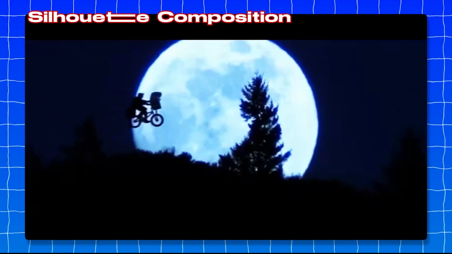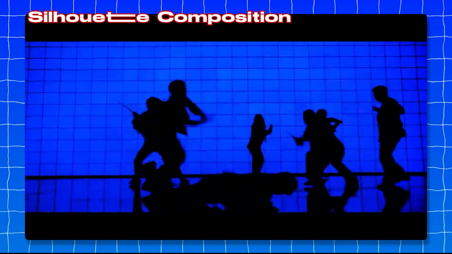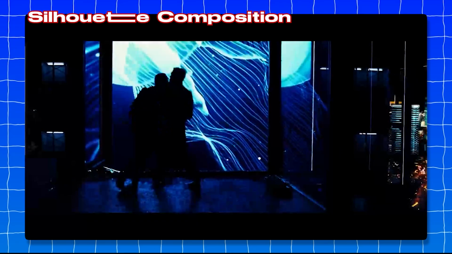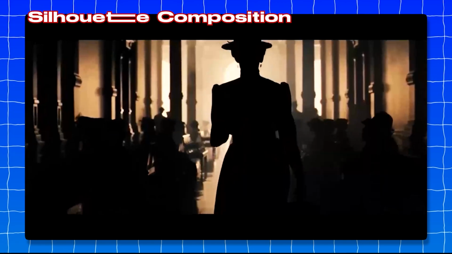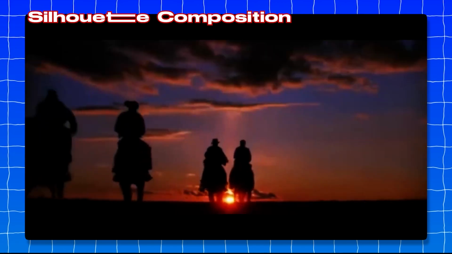Silhouette composition. Strip away detail entirely and light your subject from behind so all we see is shape. Silhouettes universalize a character. They could be anyone, which is exactly the point in mystery, myth, or any moment meant to feel iconic rather than personal.